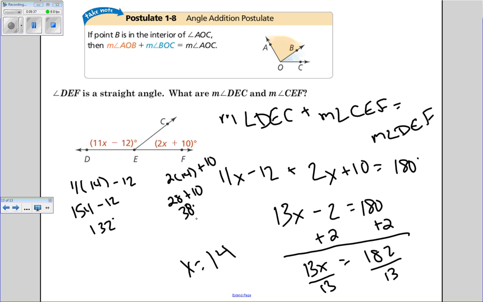So, I can always check my work as well. I'm going to finish my angle addition postulate, and let's see. Does 132 plus 38 equal 180? No, it doesn't, because I made a mistake, and I know that because I checked my work. Anybody know where my mistake was? Right there. It should have been 142. And if I hadn't checked my work, I would have missed my problem. So that's 142. So now I know I've got the right stuff.